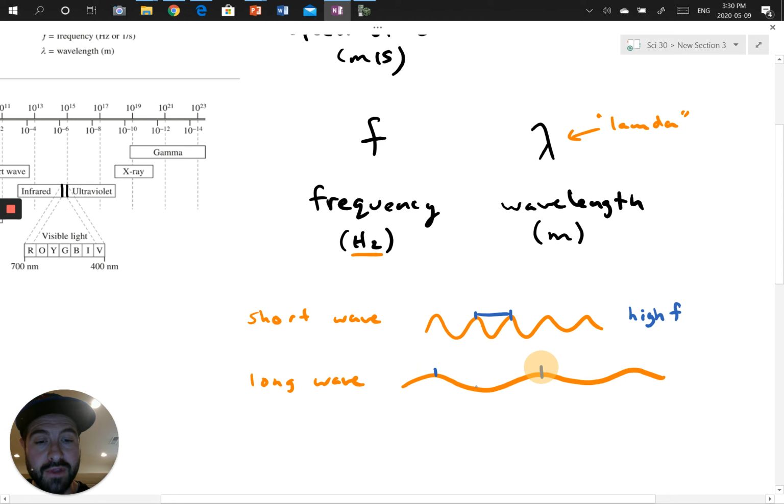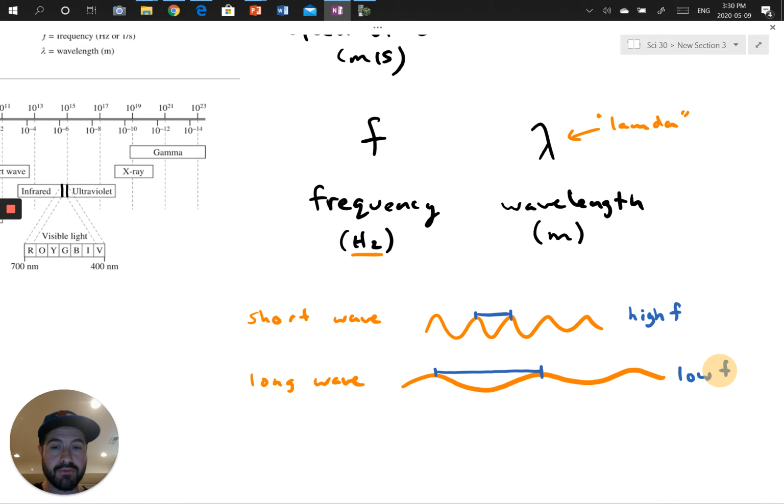So the wavelength is going up. So we're increasing the length of the wave. And in that case, less waves are going to pass a point every second, and we're going to get a lower frequency. Okay, so short waves have high frequency. Long waves have low frequency.